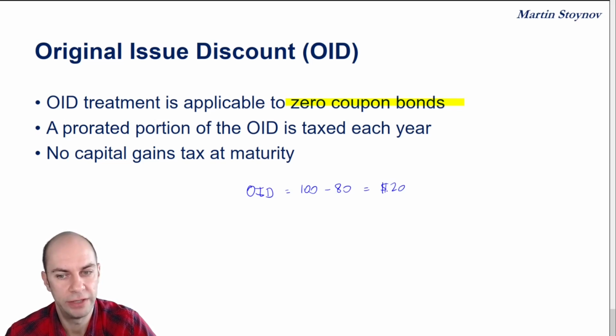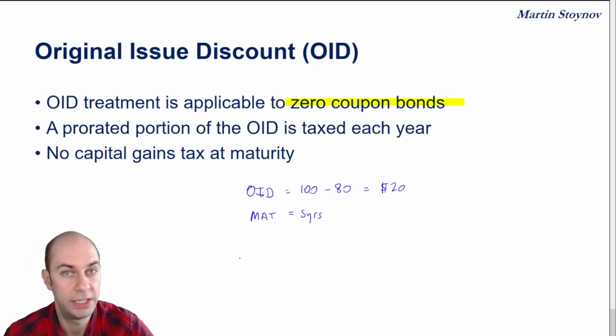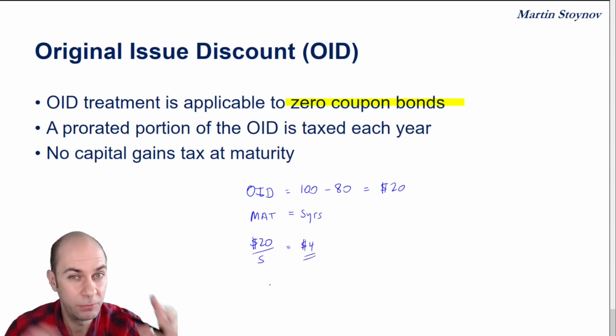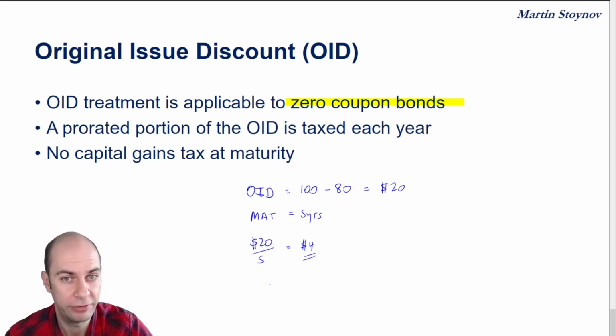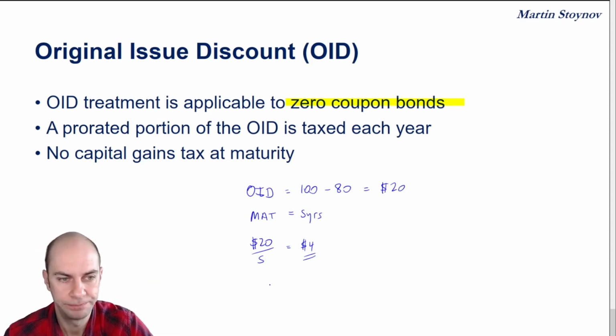So let's say the maturity of this bond is 5 years, and we know that the OID is $20. Well, we'll take that $20 and divide it by 5 years, and we're going to find that we have essentially $4 of income every year. Now, remember, that's not actually cash paid into your account. That income represents, if you like, the appreciation of the bond each year.